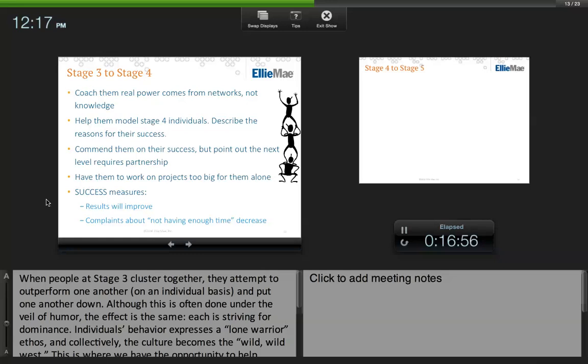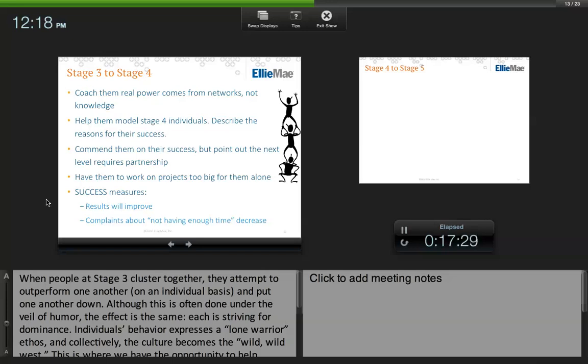And don't have them work on things alone. Give them something so big that they need to collaborate. So you see the difference though. From a stage 2 to stage 3 individual, we needed them to actually have individual wins. For someone to go from stage 3 to stage 4, they need to be assigned something so challenging, so big that they need to collaborate. They need to bring in others, they need to delegate, and they need to collectively solve. So that's an important differentiator.